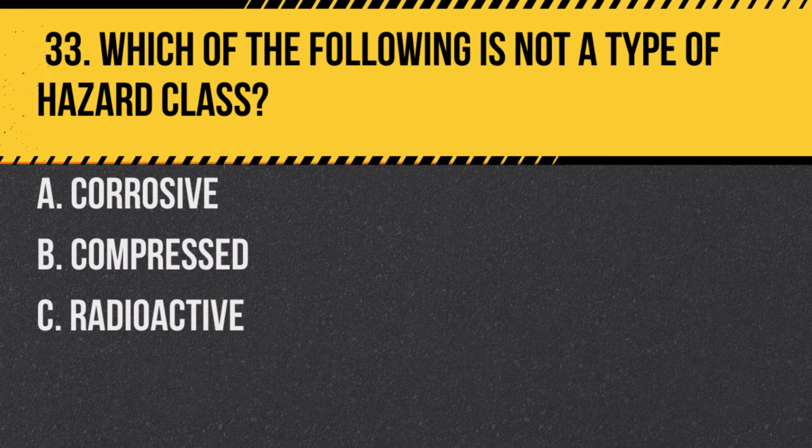Question 33. Which of the following is not a type of hazard class? A. Corrosive. B. Compressed. C. Radioactive. Answer: B. Compressed. While compressed gases are hazardous, compressed is not a standalone hazard class.